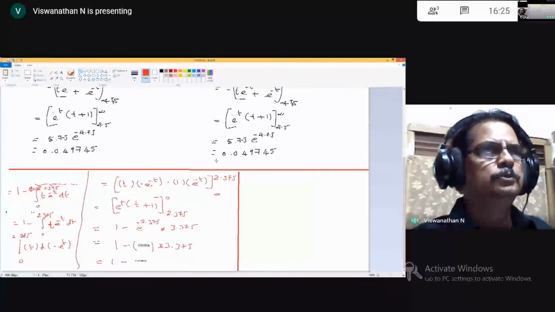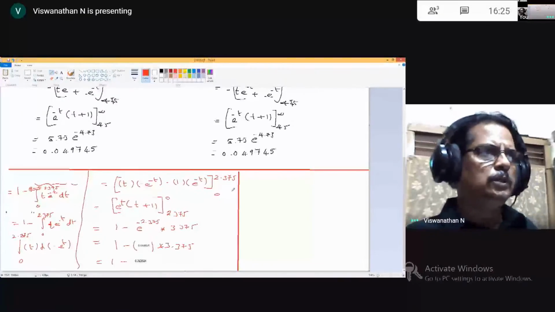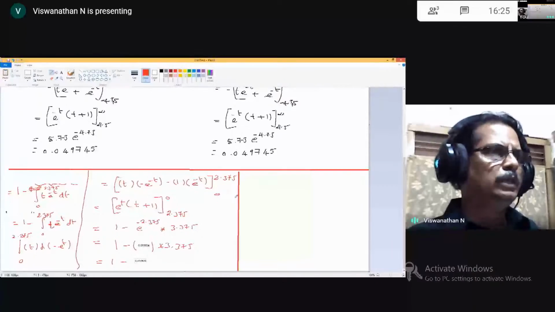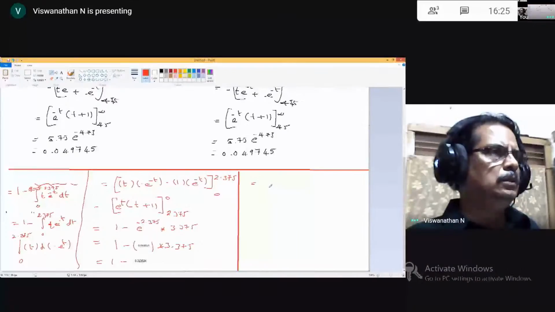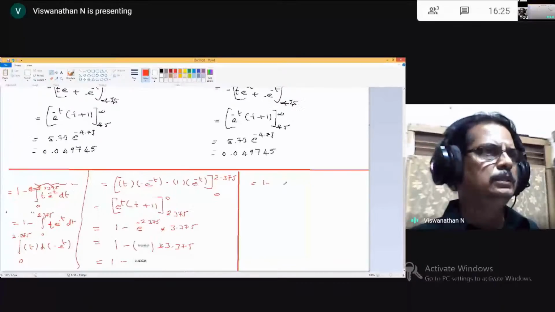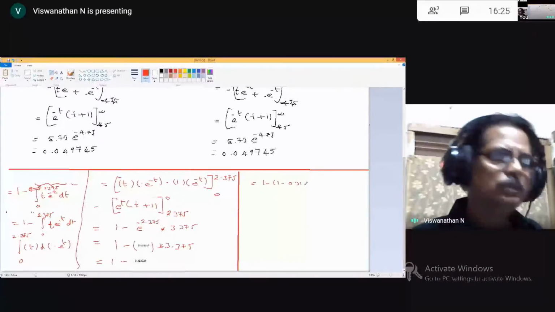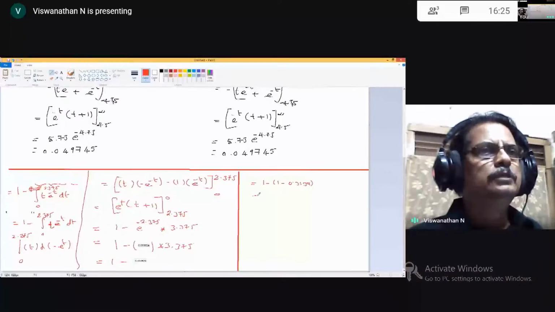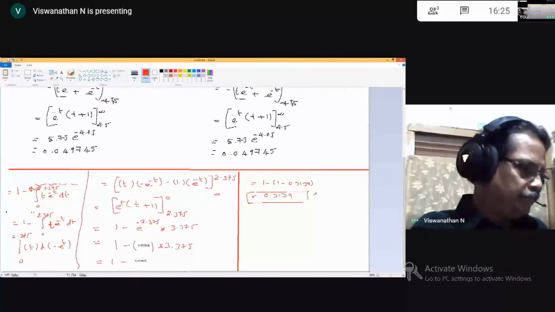Okay, now I will resubstitute everything in the original. So what I have now is 1 minus the value that I evaluated. The value that I evaluated is 1 minus 0.3139, whatever it may be. So ultimately the 1 and 1 will get cancelled. We will get 0.3139. So this is my power.